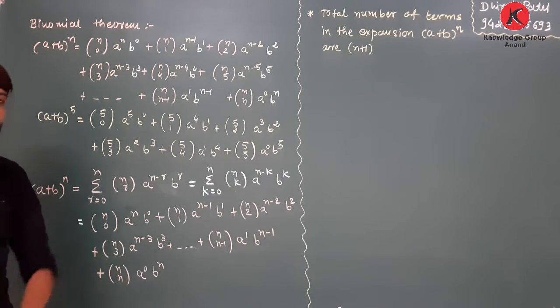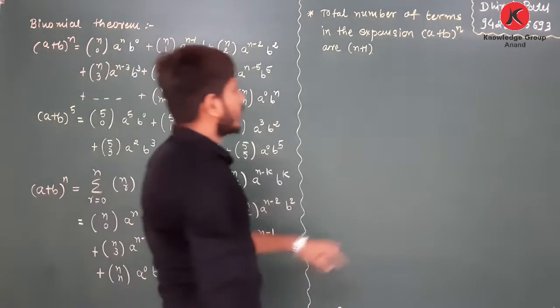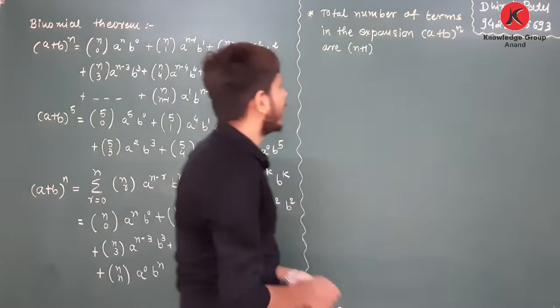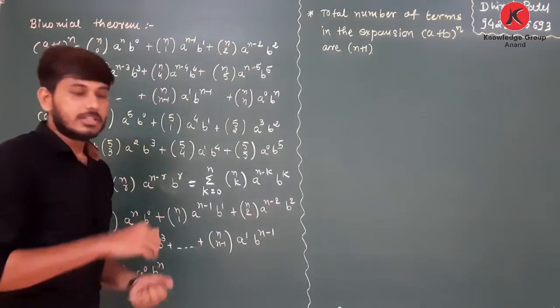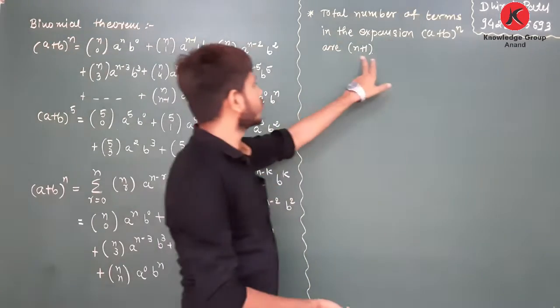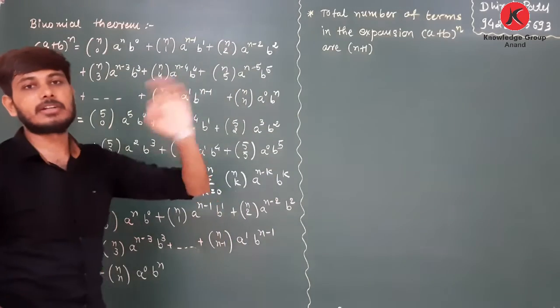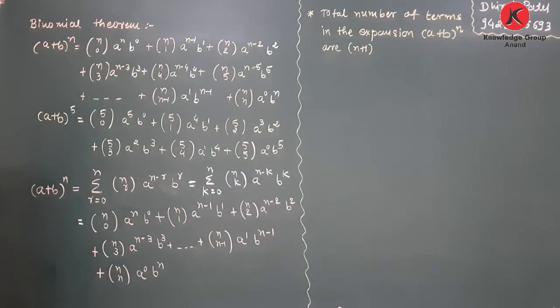Total 6 terms will come. In the same way, if we want to expand (a + b)^n, then we will get the number of terms equal to n + 1. One term more will be obtained, n + 1 terms are obtained. Clear?